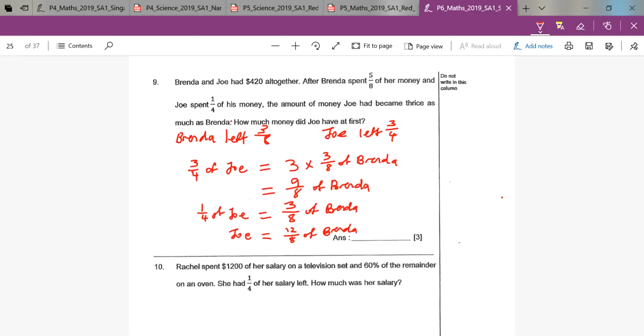So the total number of units would be 12 plus 8, which is 20, and that represents the $420. So one unit would be 420 divided by 20, which is 21, and then the 21 you times the 12 units of Joe over here, right? And it will give you 252. This is one way to solve it.